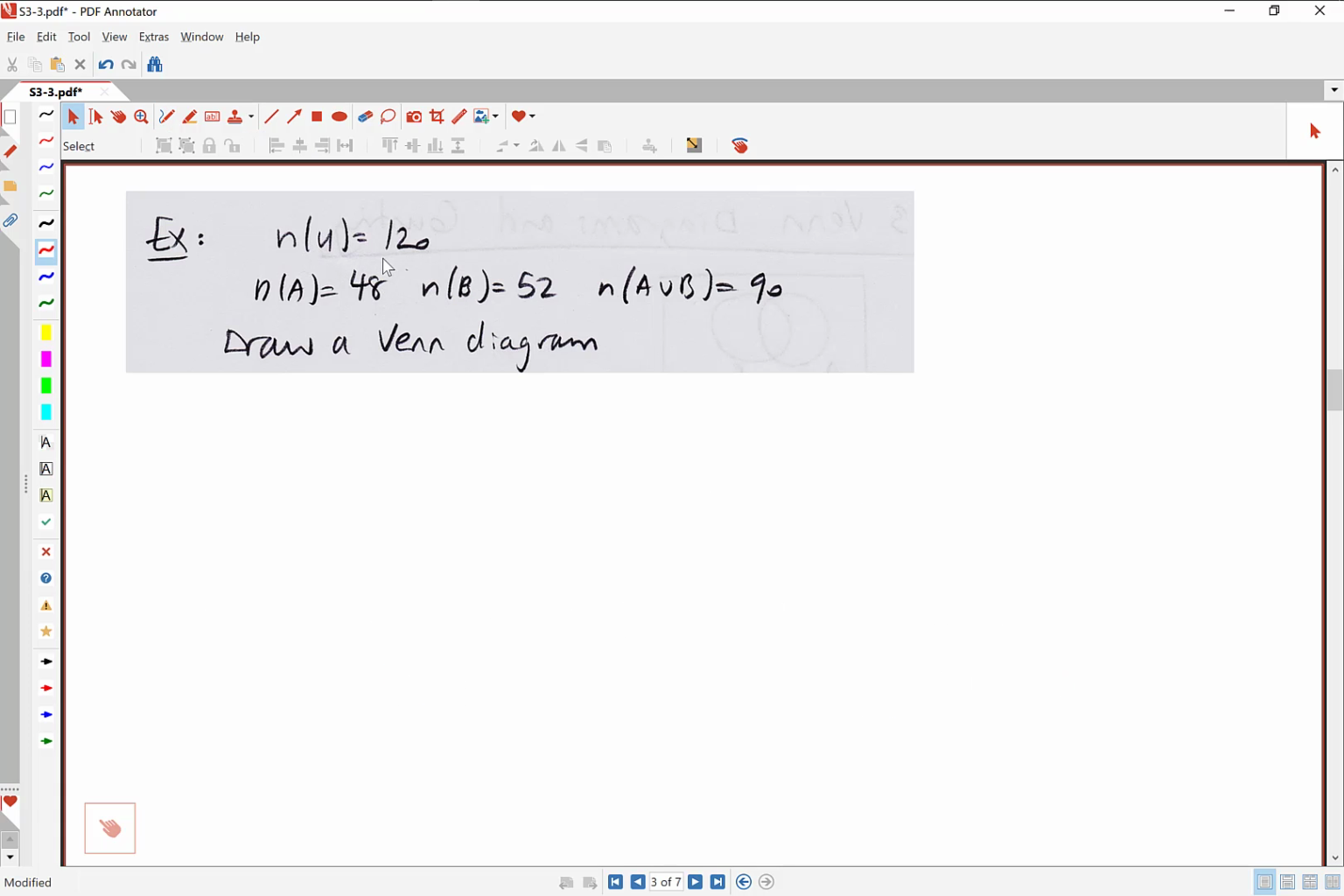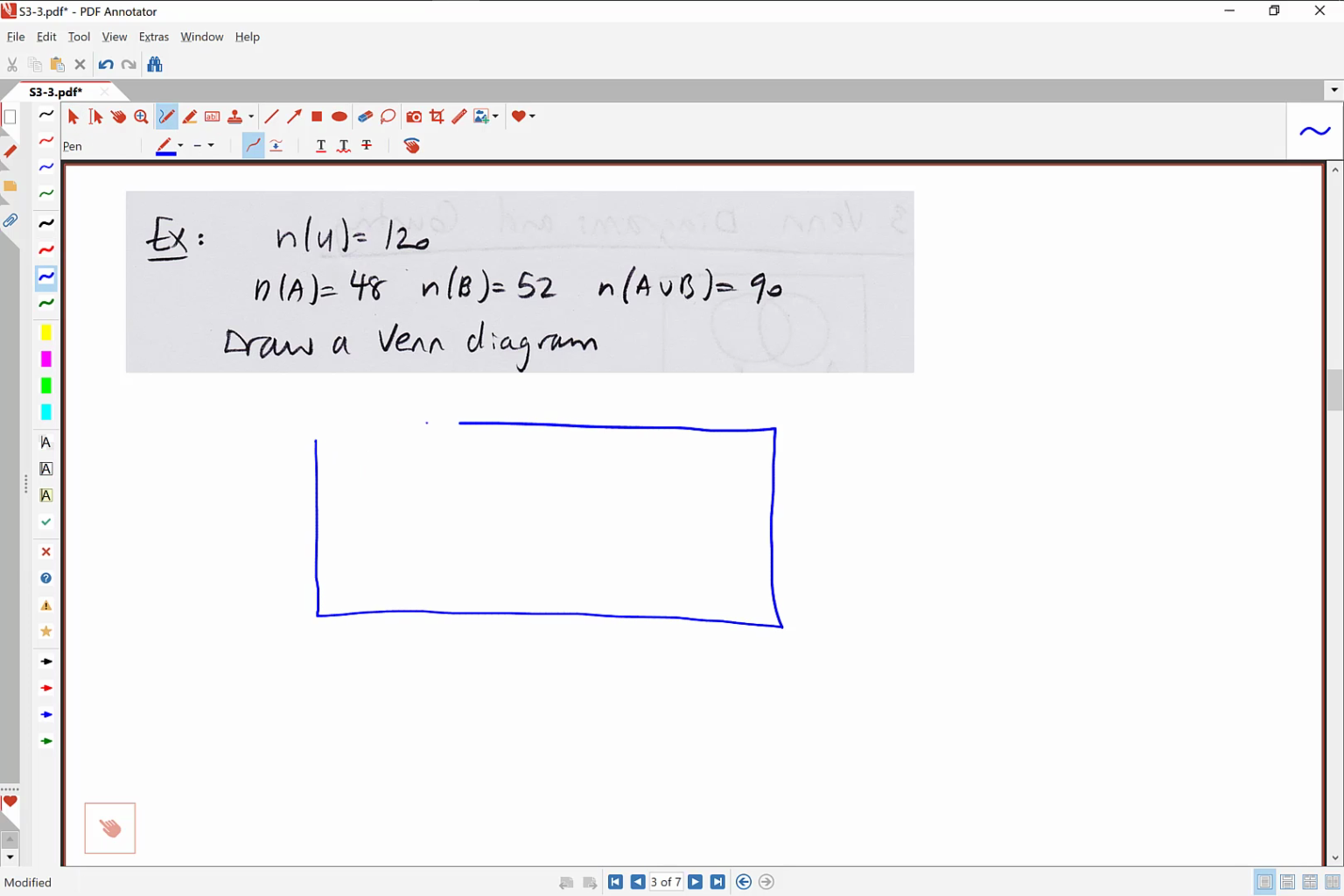So new problem, now our universal set has 120 elements in it, and we've got some information about how many elements are in A, B, and A union B. Our goal is to draw a Venn diagram. So let's start with our usual setup. We've got our universal set here, and we've got our two sets A and B, which we're going to represent as overlapping circles. Now, if we look at the information in the problem, none of it leads to a basic region. The universal set is the whole rectangle, A and B represent the entire circles, and A union B actually represents these 3 regions here. So we don't have any information about a basic region yet.